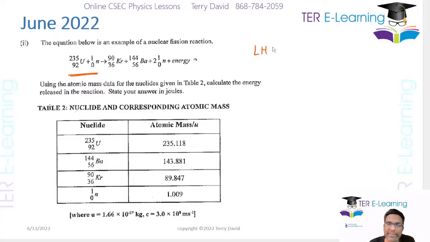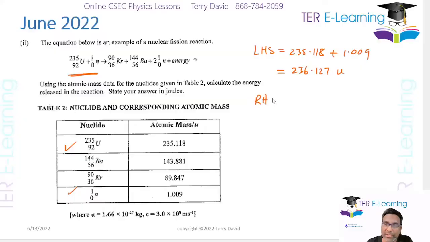On the left hand side, we're going to add uranium-235, so that's 235.118 plus you have a neutron there. So this is my uranium here, that's my neutron. So plus 1.009. So let's add that. 235.118 plus 1.009, and I'm getting 236.127 U. When you're doing these questions, try never to round off.